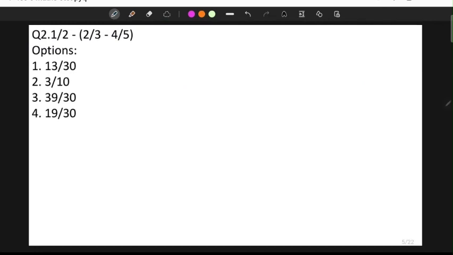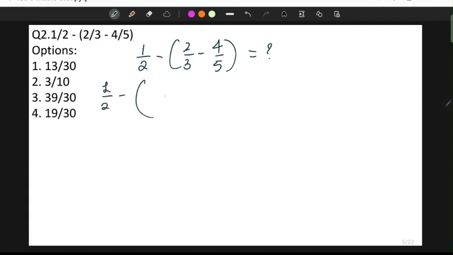Let's see now question number 2. In question number 2, they have asked us 1/2 minus 2/3 minus 4/5. So what will be the answer for the given question? Let us check now. 1/2. So what will be the LCM for 3 and 5? The LCM will be 15.